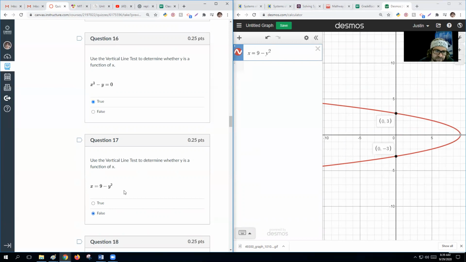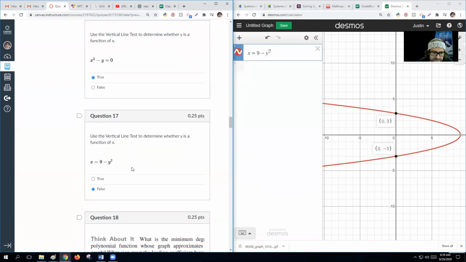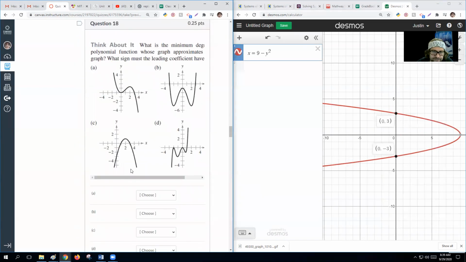An easy way to check for vertical line tests is if you have a y squared. It's a pretty much dead giveaway.